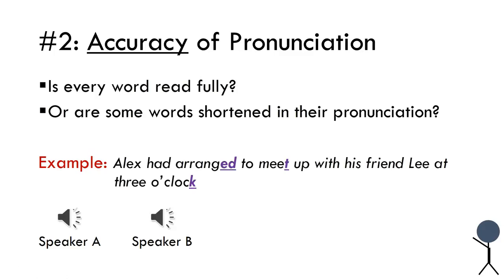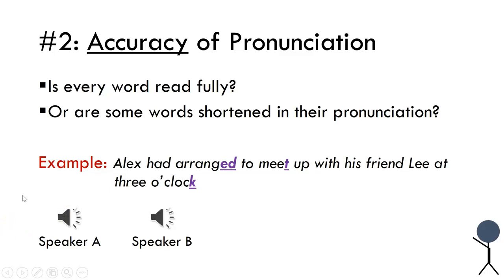Alright. Now, if you had listened intently, you would notice that speaker B was more intentional in reading every word fully. So if you want, you can play back the video and then listen to speaker A and B again. I can just do it here for you.